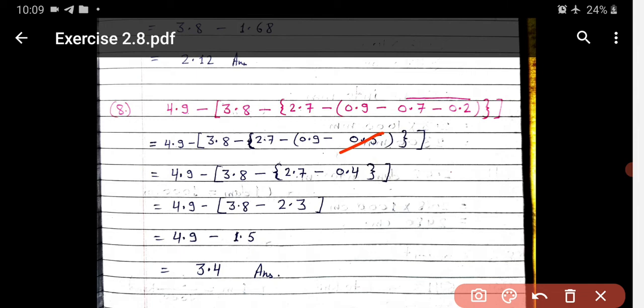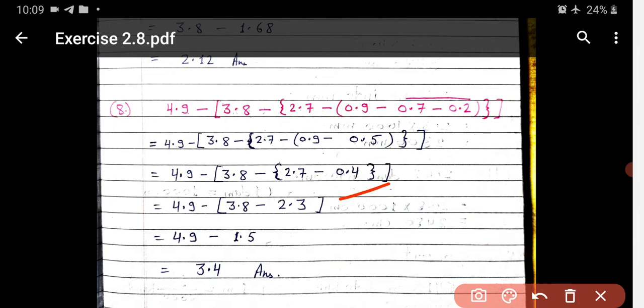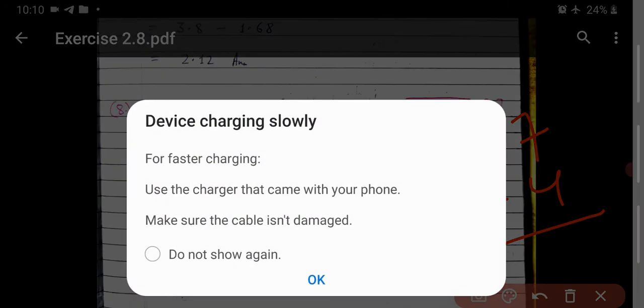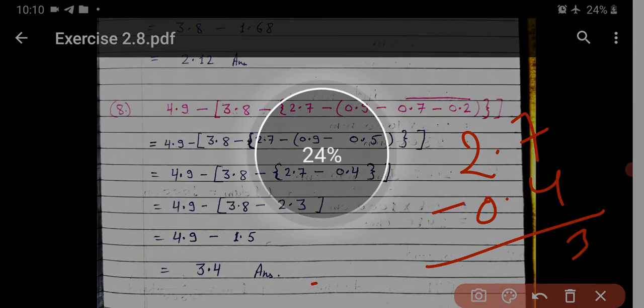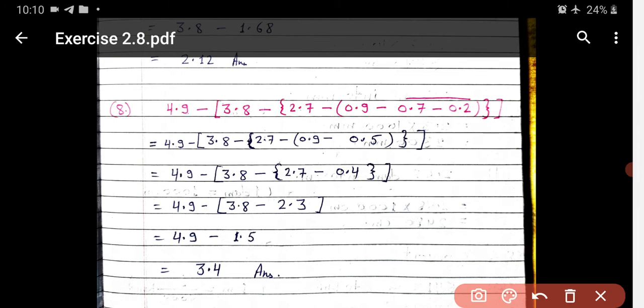Now just look at the small bracket. This one is the small bracket. 0.9 minus 0.5. What you get here? 0.4. When the bracket is solved, you have to remove that small bracket. So 0.9 minus 0.5 gives 0.4, and you remove that bracket. Now it becomes the curly bracket, 2.7 minus 0.4. Just subtract: 7 minus 4 is 3, and 2 minus 0 is 2, so you get 2.3. When you write 2.3, just remove the curly bracket also. Now it becomes the large bracket or big bracket.